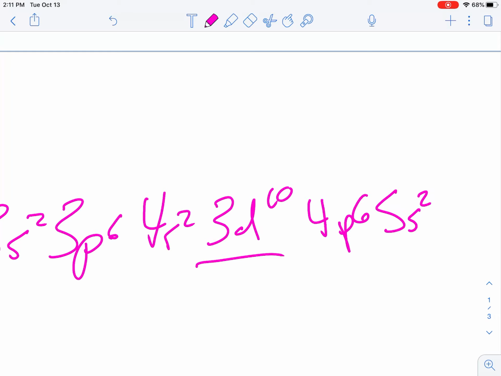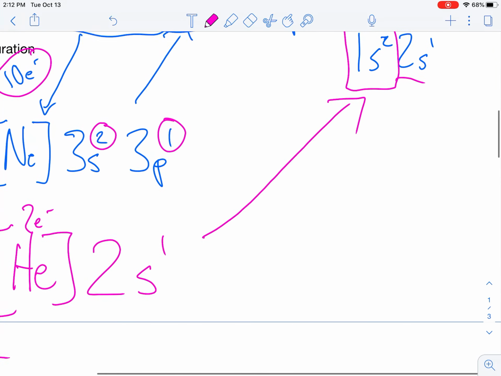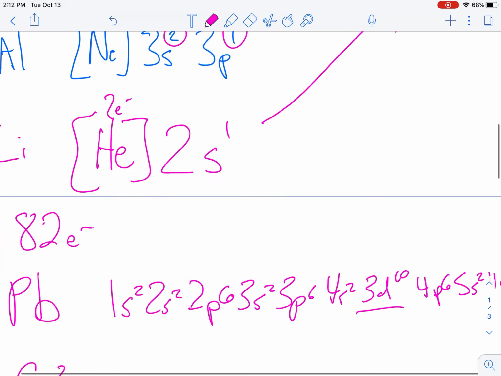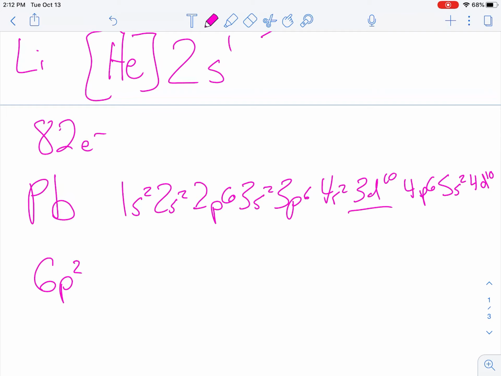5s2. After 5s2, what are we going to have? I think it's going to be 4d10. How do I know? Let's take a look. 5s2, then 4d10. Perfect. That's really messy, but I think you guys could see it there. So 4d10. I've run out of space. And then 5p6, 6s2, 4f14, 5d10, 6p2.